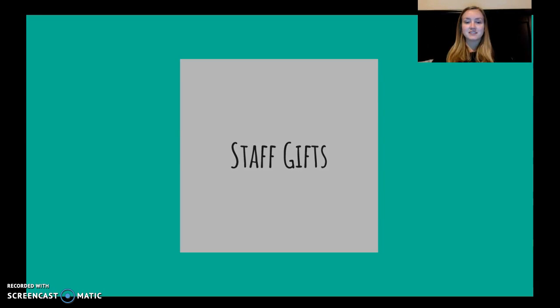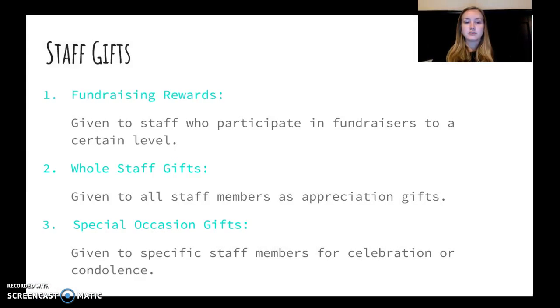Staff gifts. Staff gifts can include three different types of rewards. First, fundraising rewards: similar to the way the students get gifts if they reach a certain level of a fundraiser, staff could also be given certain gifts. You could also have whole staff gifts, which are given more as a teacher appreciation gift, usually at either the beginning of the school year, the end of the school year, or during Teacher Appreciation Week.